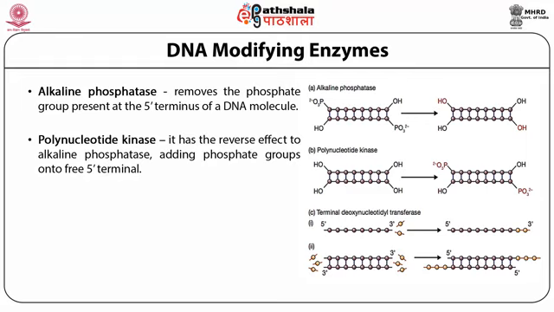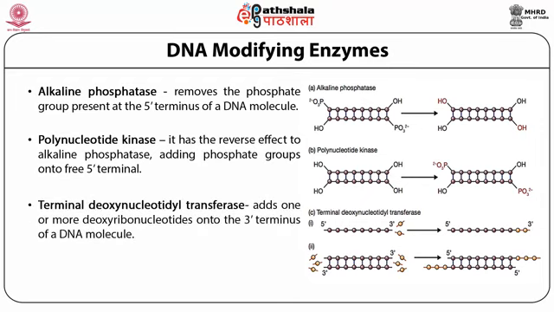If a DNA molecule is not phosphorylated, it can be phosphorylated by this polynucleotide kinase. Thereby, adding phosphorus facilitates gene cloning or forming phosphate bonds. Third, a DNA modifying enzyme is terminal deoxynucleotidyl transferase.